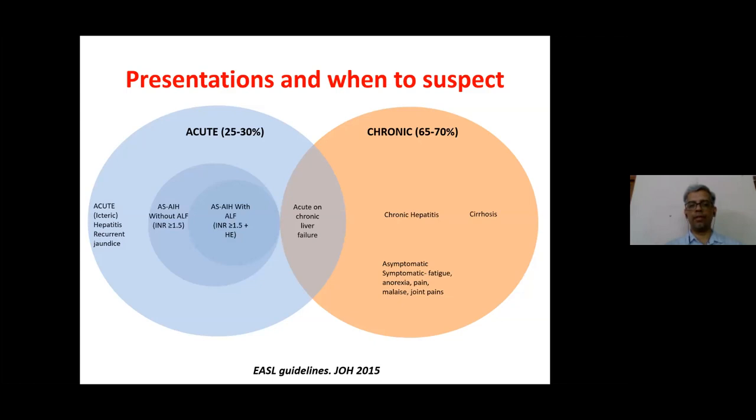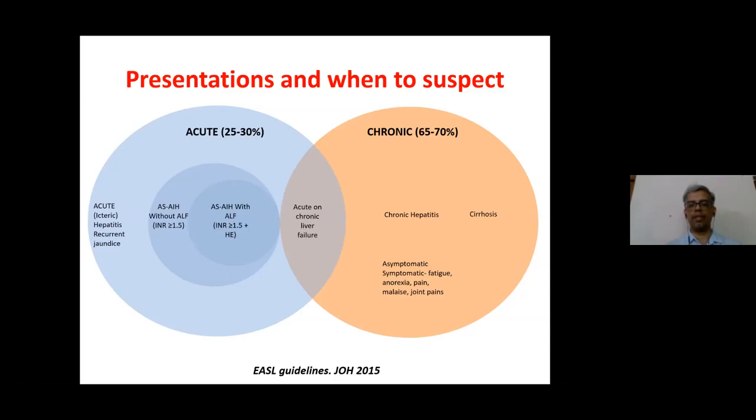In addition, some patients may have a severe presentation, what we call acute severe autoimmune hepatitis, which is characterized by an elevated INR, typically more than 1.5. When such patients develop hepatic encephalopathy and do not have an underlying chronic liver disease, that is cirrhosis, we call it acute liver failure.